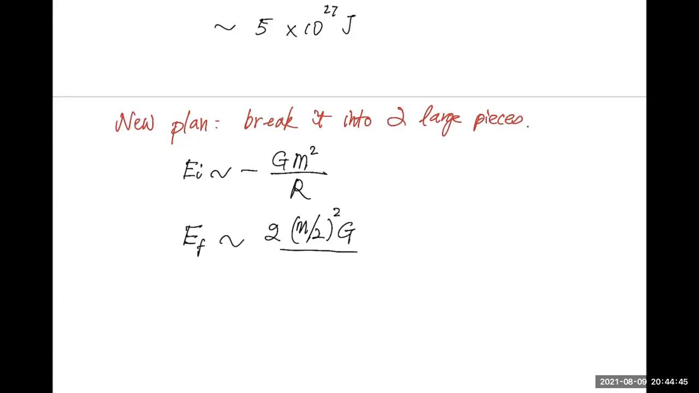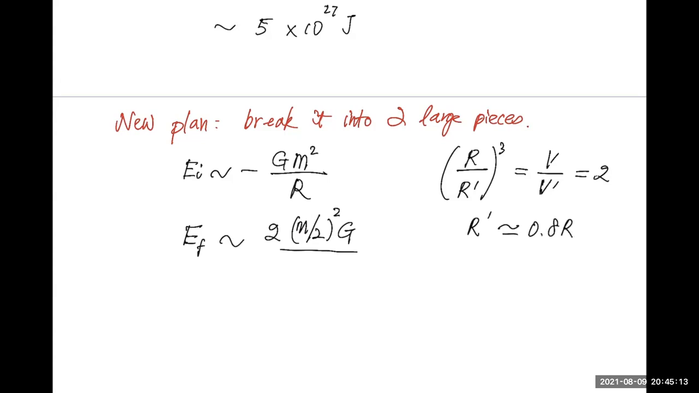If you have initial volume, initial radius is r, the new radius we call r prime. Then the volume is proportional to r to the power 3. So therefore, if you raise to the power 3, that will be v over v prime. V prime is half of the original v. So this is 2, and you can calculate r prime. So r prime is roughly 0.8 times r. Okay, so it's not half the size, it's about 0.8 size.